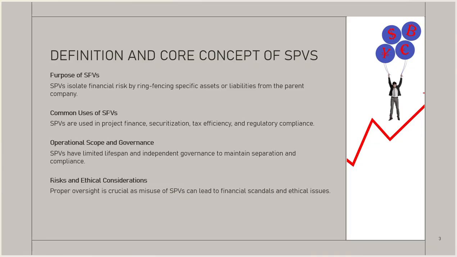Now, the risks and ethical considerations. Proper oversight is crucial, as misuse of a special purpose vehicle can lead to financial scandals and ethical issues. Some might create a special purpose vehicle for their own benefit or their family members' benefit, for kind of hidden accounts. So we need to identify the nature of that special purpose vehicle, its goals, investment strategies, where the funds are coming from, and when the funds are distributed. Transaction analysis of the special purpose vehicle is important for risk mitigation.